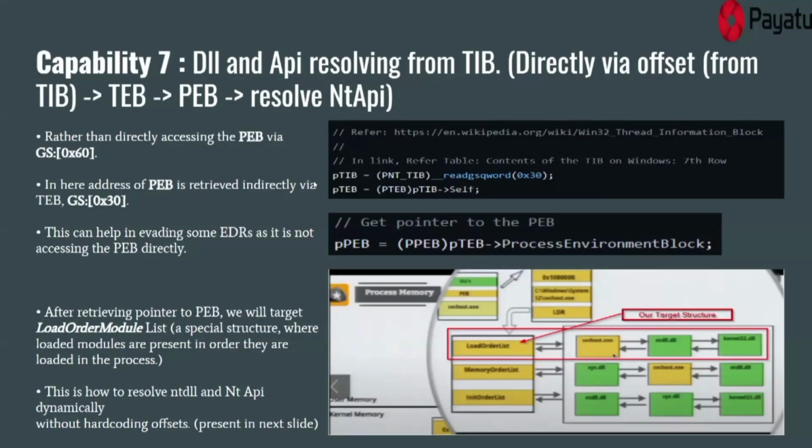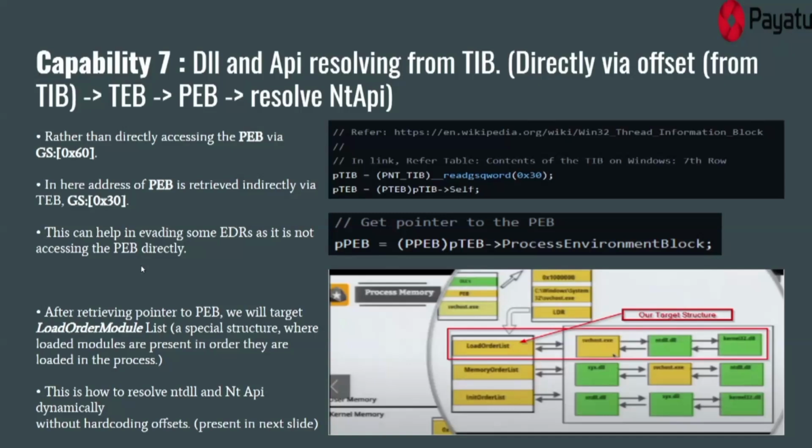Then comes capability 7. To resolve the DLL as well as the API, normally what we do is access the PEB, and for that we have to access GS:0x60. But I actually avoided that to evade some of the EDRs. Rather than directly accessing the PEB, I indirectly accessed the PEB via the TEB via GS:0x30, and this helped in evading some EDRs as we are not directly accessing the PEB.